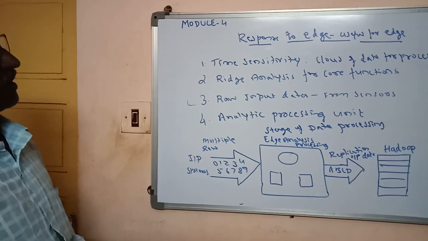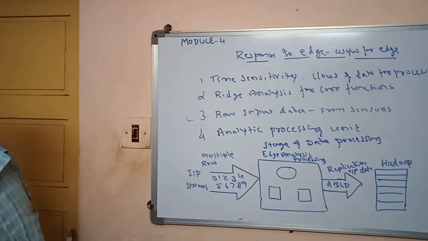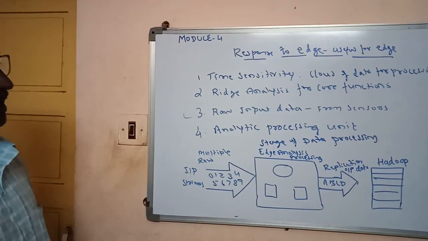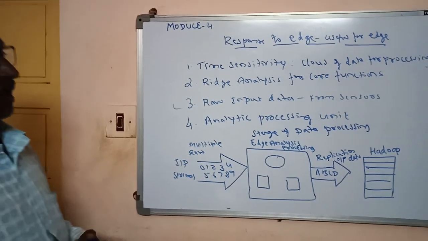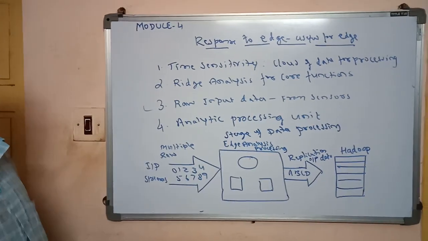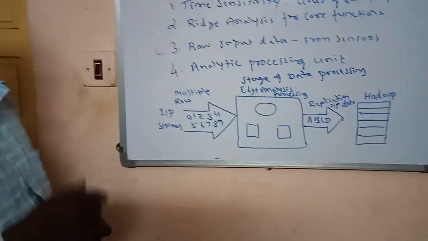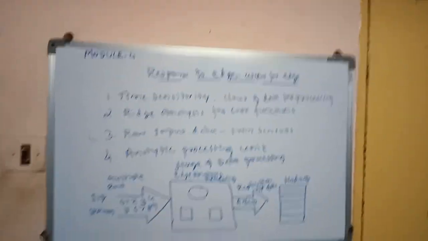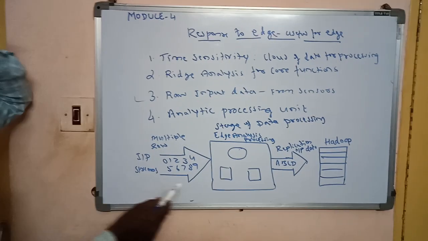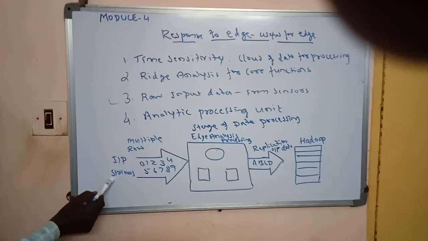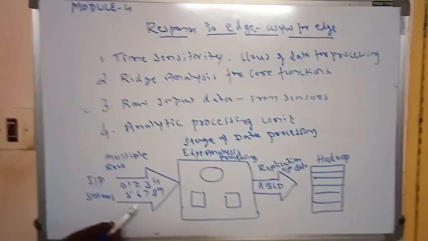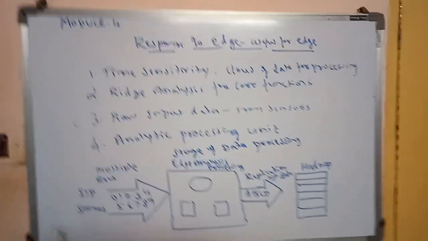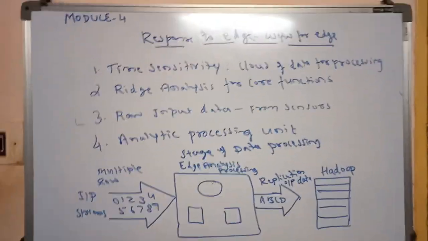And the fourth important tool is the analytic processing unit. We can collect the data, but that is not sufficient; we have to process this data by applying several techniques. Then the data is processed. You can observe this diagram. Multiple raw input streams, a stream of data which is available from the sensor, is feeding into the input.